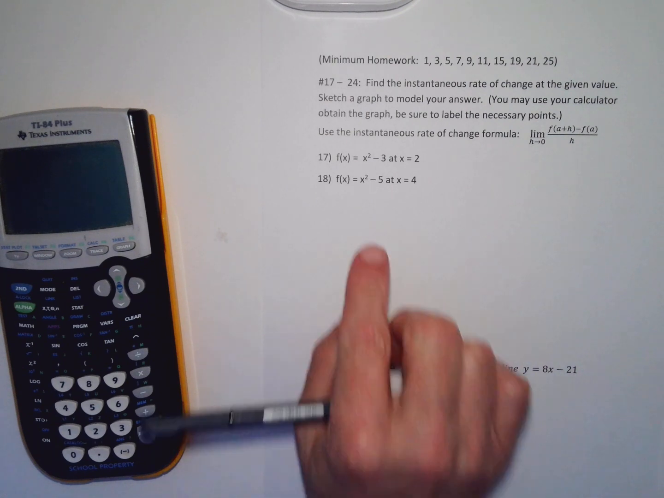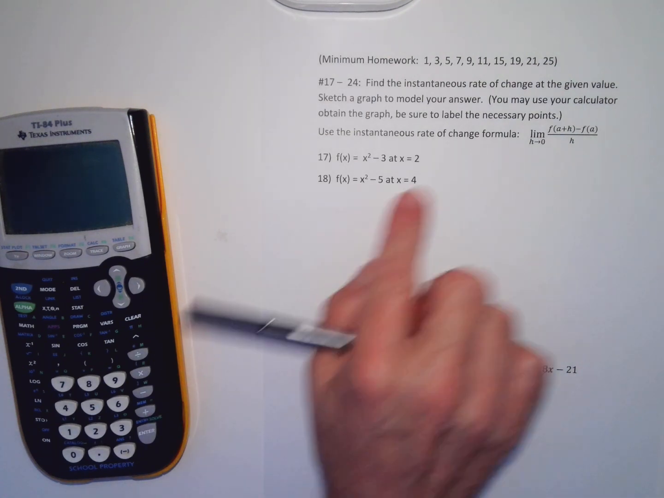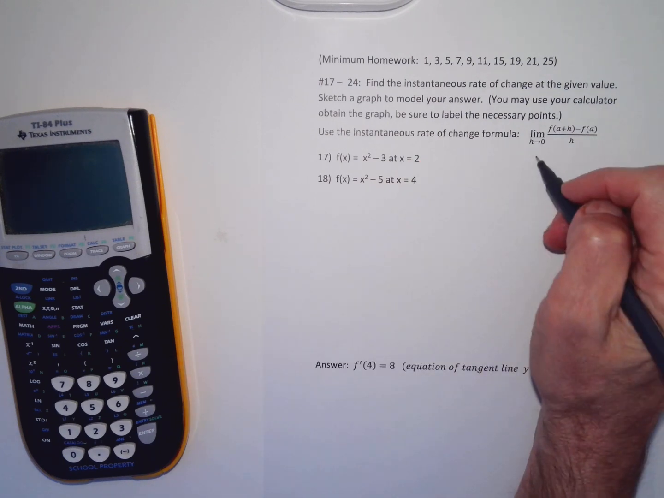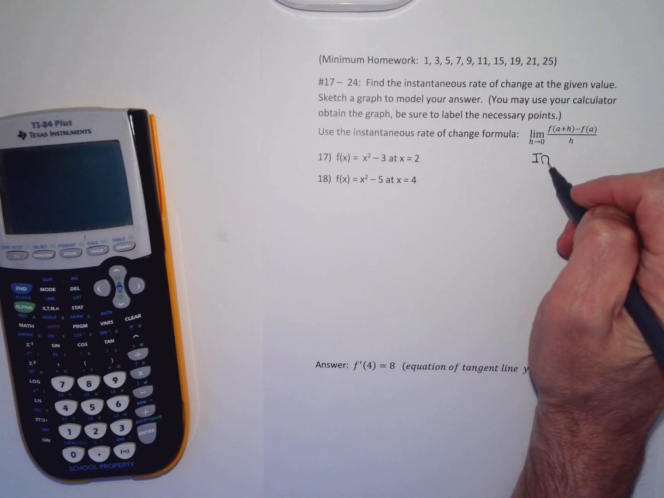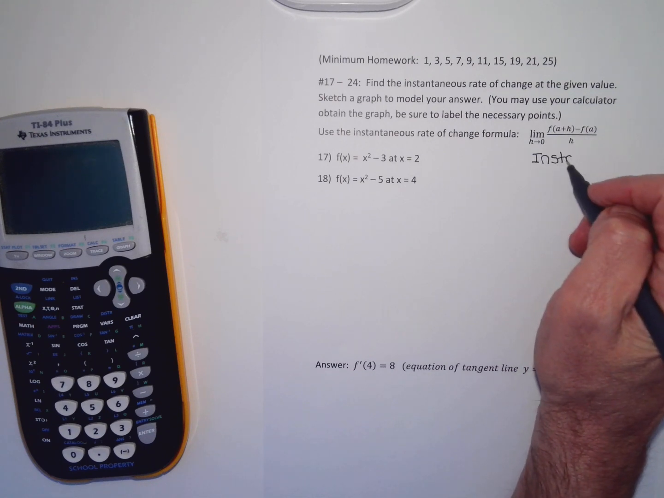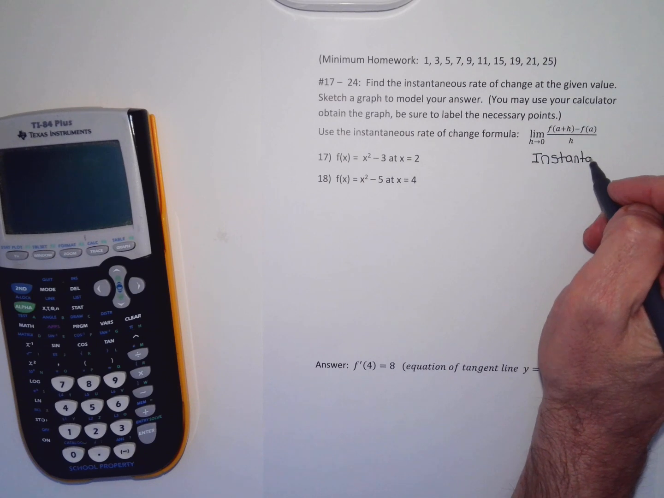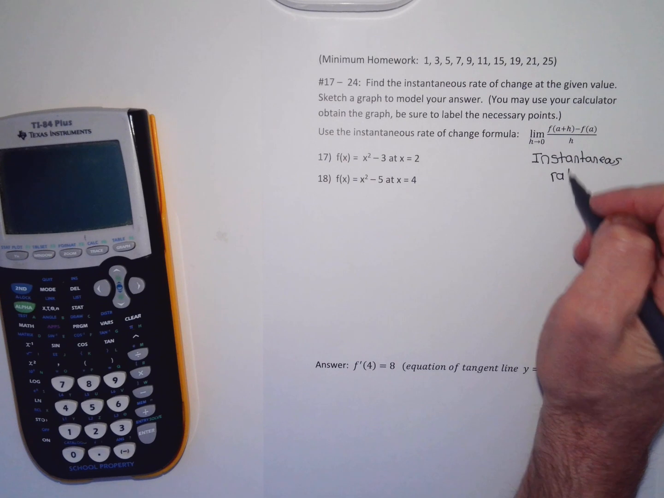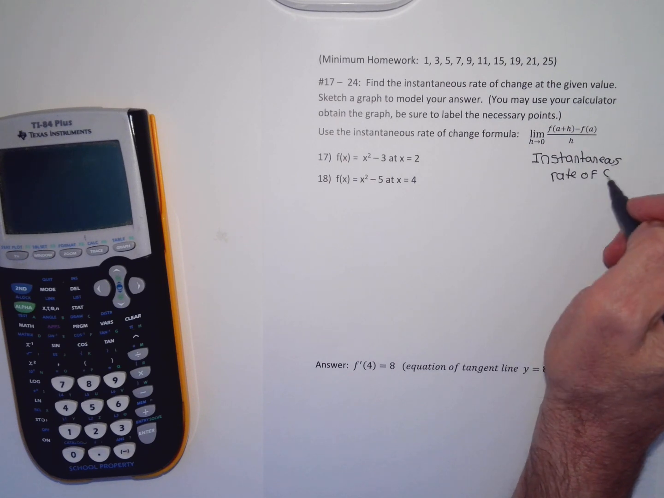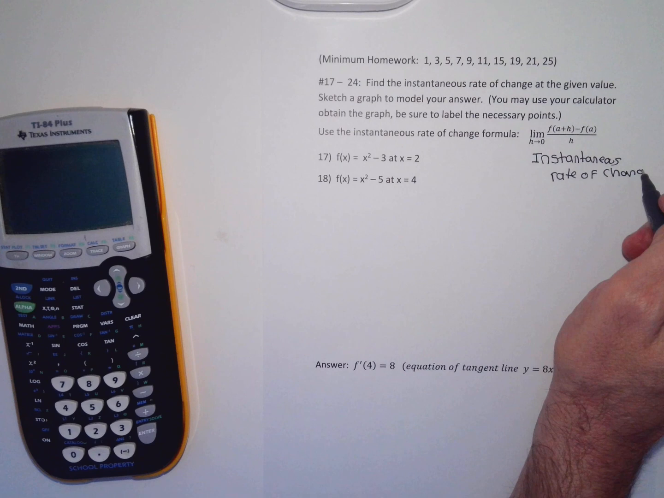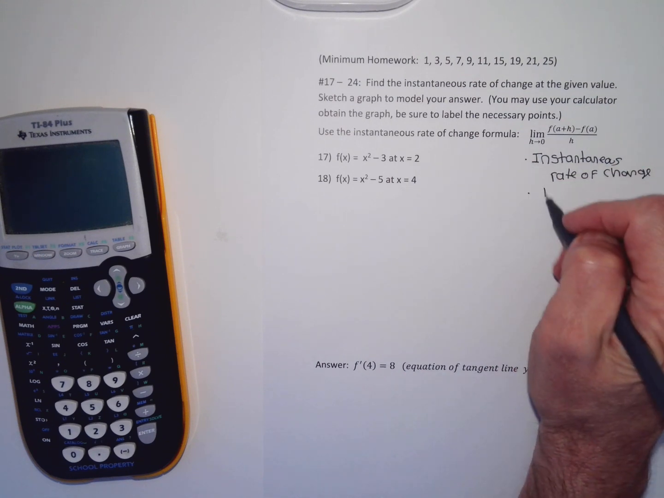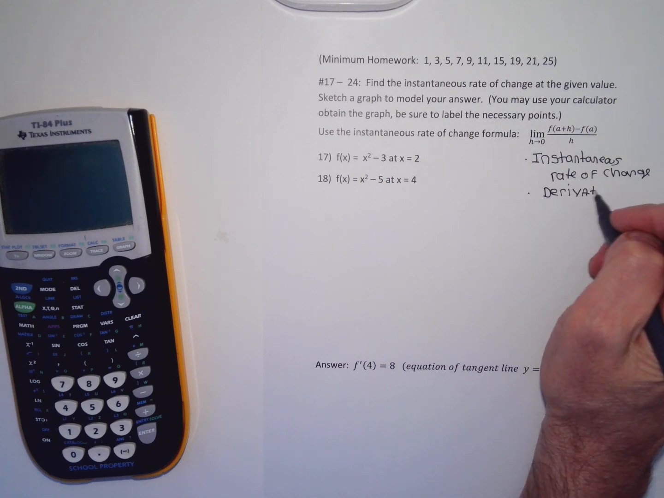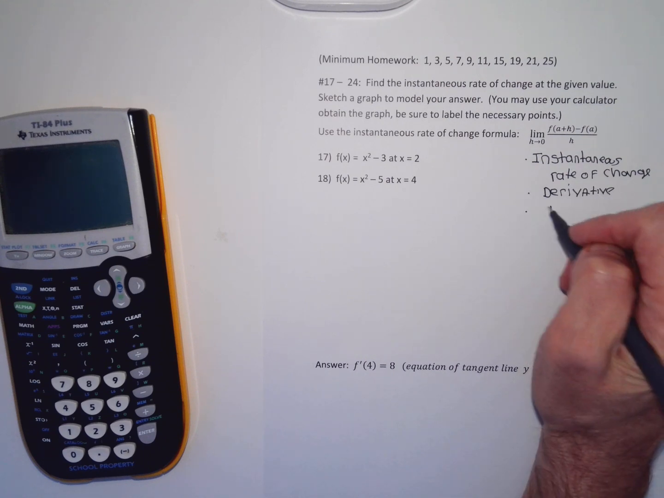So for problem 18, it wants me to find the instantaneous rate of change, which is the same thing as the derivative. This is going to be a big deal, to just get used to hearing these words that are interchangeable. Instantaneous rate of change is interchangeable with the word derivative. And I'll sneak a new word in here. Interchangeable with the word tangent.